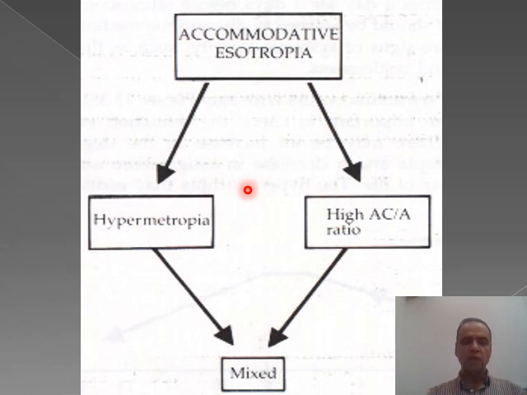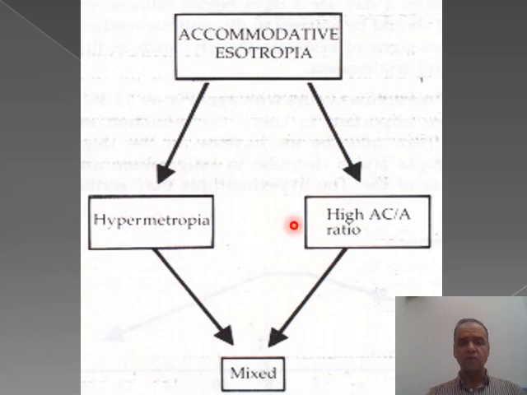So the child tries to correct hypermetropia by his accommodation. For example, if we have a child with hypermetropia of 6 diopters, 6 diopters multiplied by 5, so he needs 30 prism diopters of convergence, and this induces esotropia.